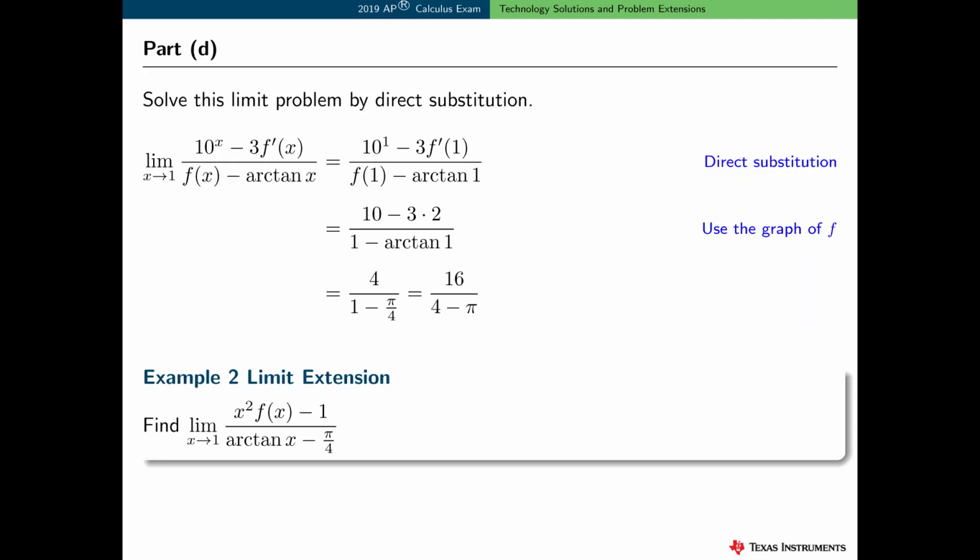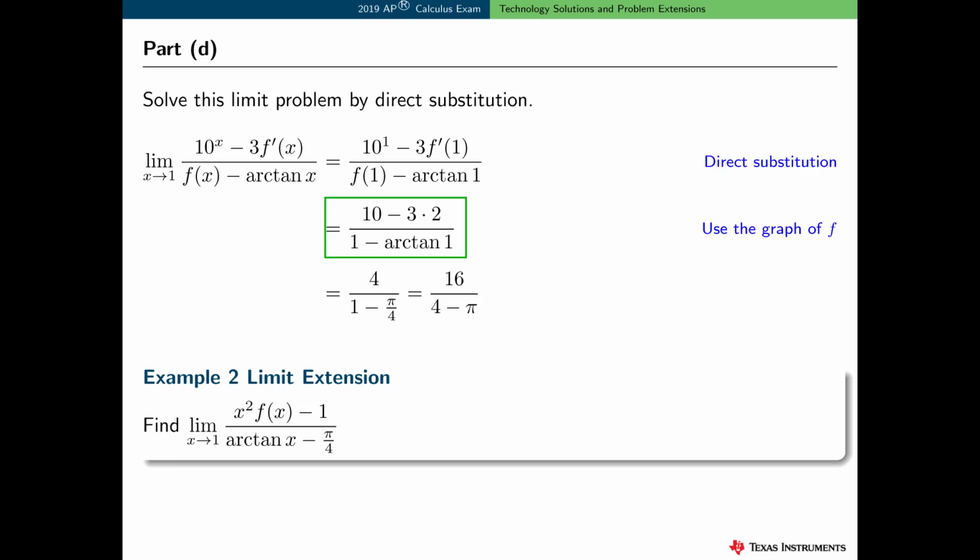In Part D, we can solve this limit by direct substitution. So substituting x equals 1 into the quotient yields this expression. To find f prime of 1, we need to find the slope of the line segment that is part of the graph between x equals 0 and x equals 2. We can read f of 1 from the graph, and arctan of 1 is a common value.